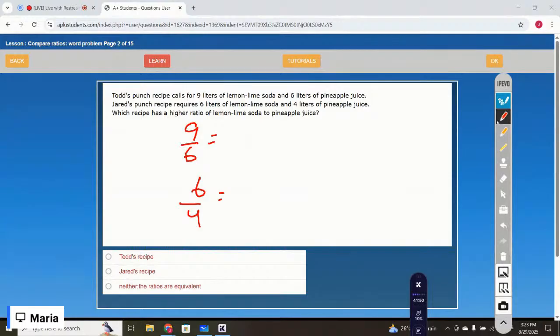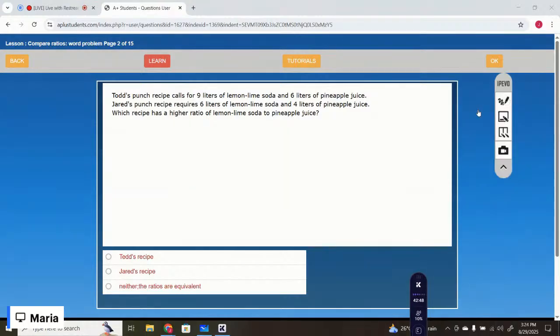So let's just convert them into percentage form. 9 divided by 6 is 1.5, and 1.5 times 100 is 150%. And 6 divided by 4 is also 1.5, so 150%. So neither, the ratios are equivalent. The correct option is that they are equivalent.